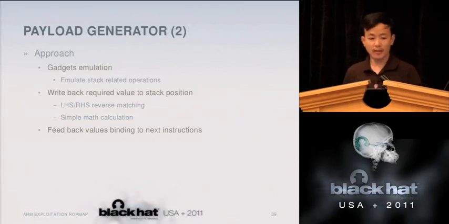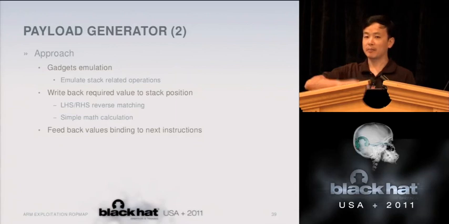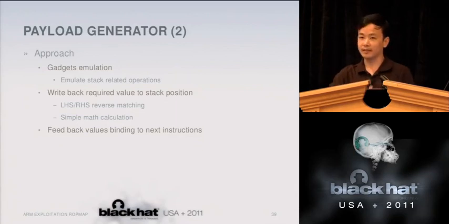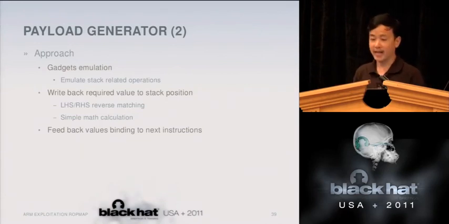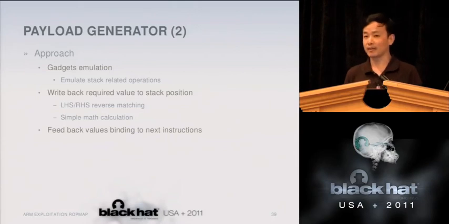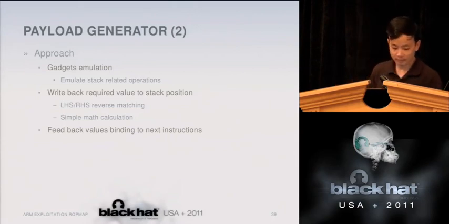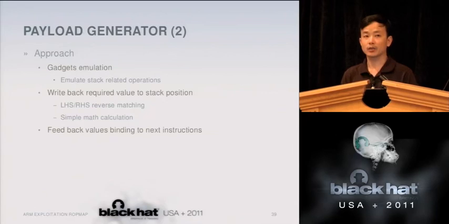So in order to do that, we do a revert process. We do the pair matching from the bottom up, so from the last gadget instruction up. And we just do some simple math calculation, like write to R4 plus 16 with value 10, then you will have on the stack the value just subtracted. And we will do the value binding feedback to the next instruction. So if there is some duplication, the value is still correct.